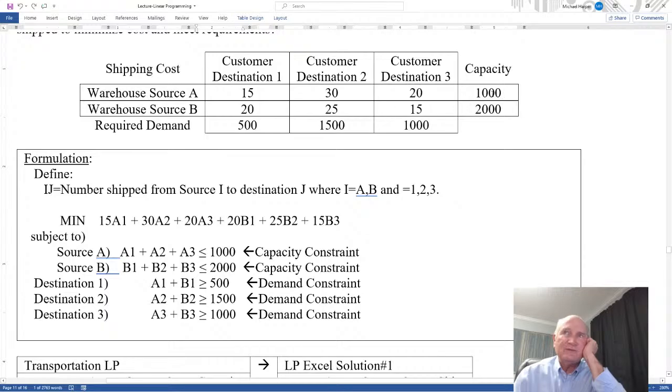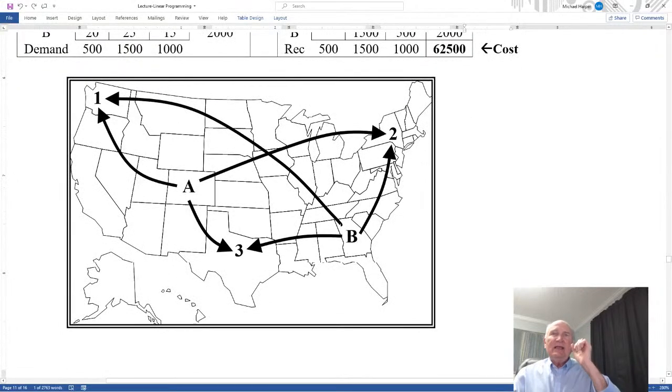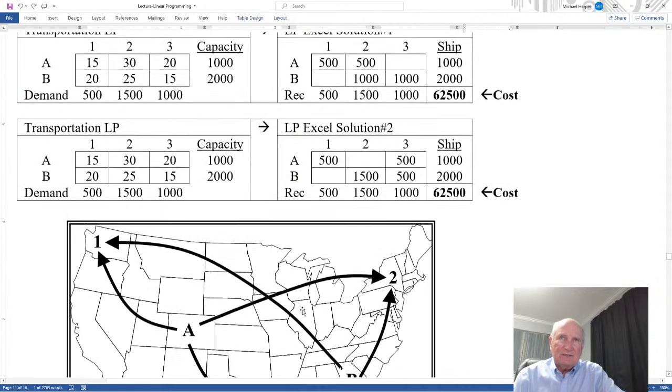Up here, A has 1,000 computers to be shipped, and B has 2,000. Down here, Atlanta has 2,000. Now, it has to ship these to 3 customer sites. 2 warehouses, 3 customer sites. It's logistics.